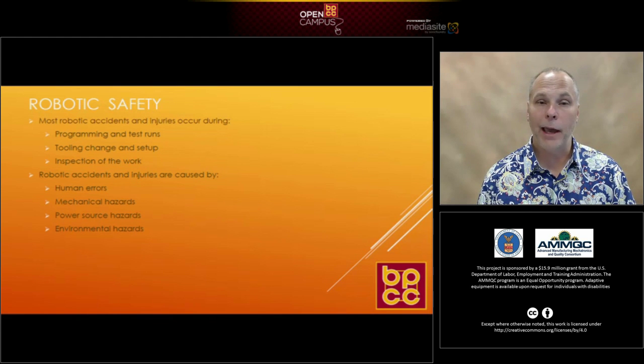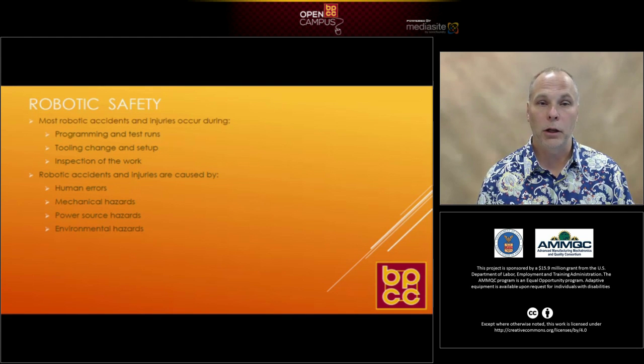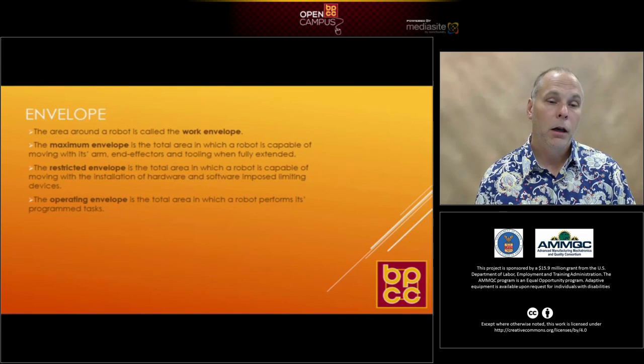Mechanical hazards, yes, mechanical things are going to break. They're going to have problems. Maybe a power source problem, whether it's electrical, hydraulic, pneumatic, those type things could give you a problem. And then of course environmental hazards. Maybe there's too much heat, too much dust. One of those things can cause the robot to have accidents.